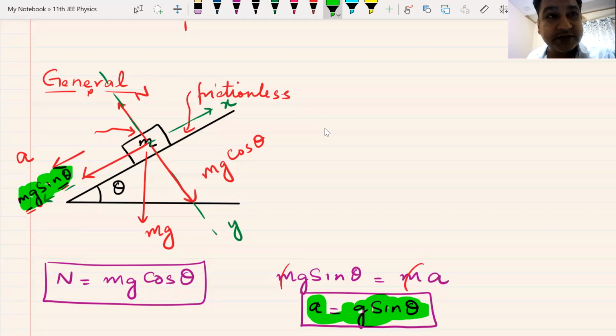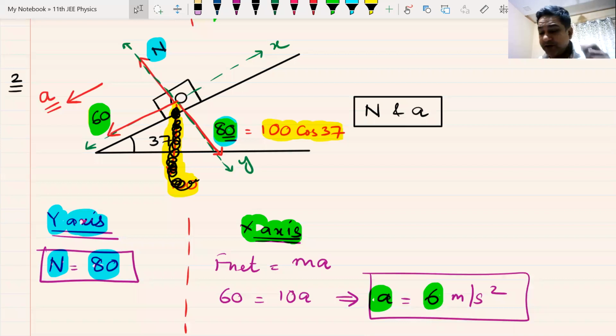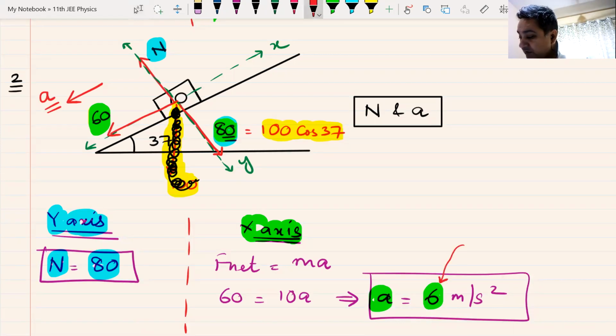That becomes your general result. If you keep a block on an inclined plane, inclined at an angle of theta, your acceleration becomes g sin theta. You can check your result from the previous question. Acceleration is g sin theta.